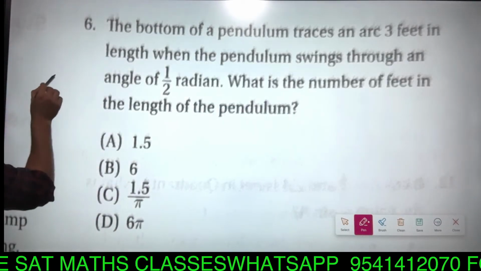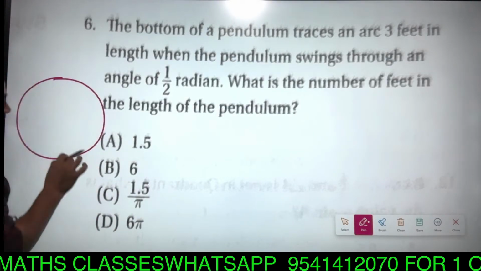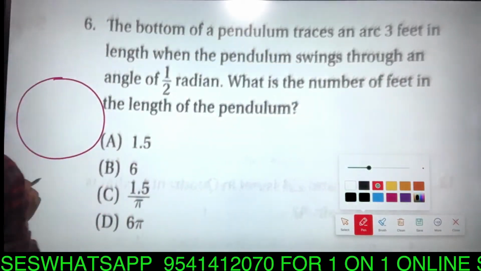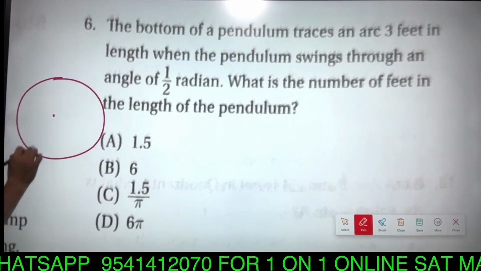See here, this is a circle. Okay, this is a circle. In a circle, very important concept, if this is a circle, this is the center of the circle.